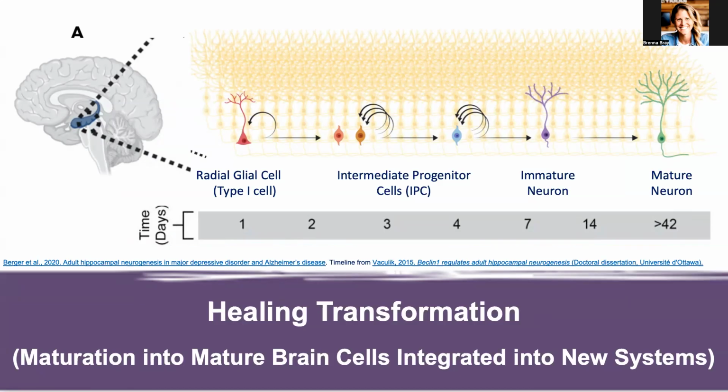So this healing transformation, right, where we're undergoing change and our brain is actually changing to support that. We're getting the maturation of mature brain cells integrated into a new system. Now, one thing I want to say, don't get too caught up on these terms, radial glial cell, intermediate progenitor. Those are only there if you're curious. You do not need to know those.